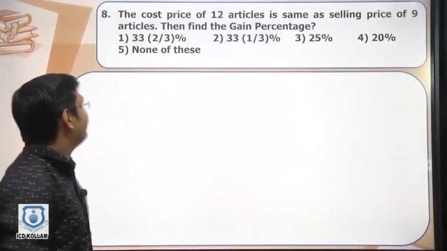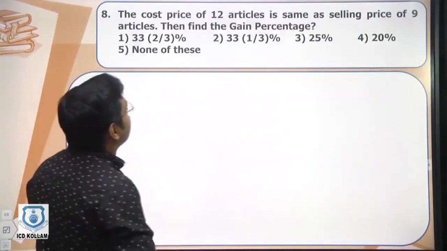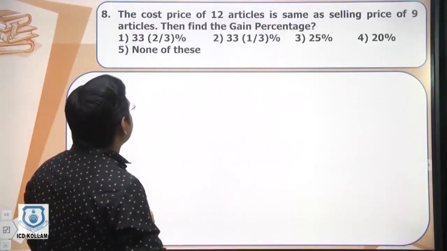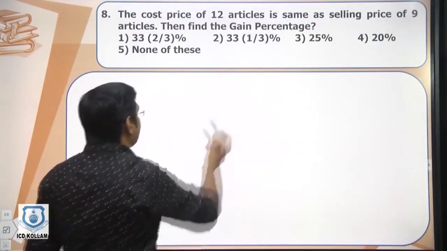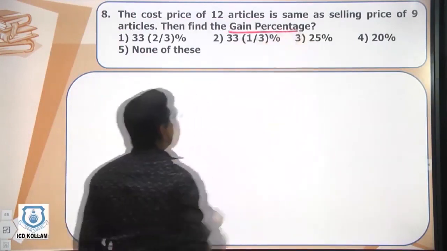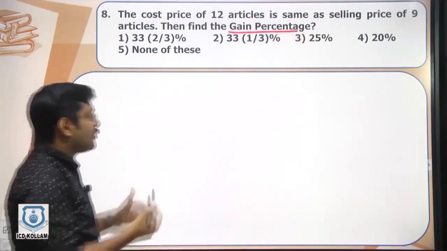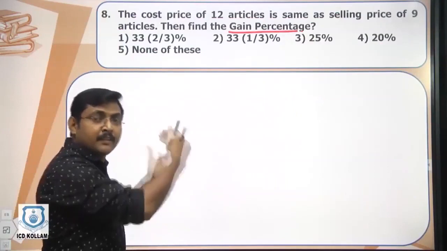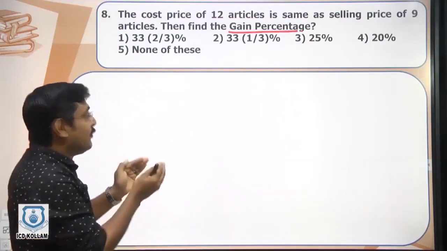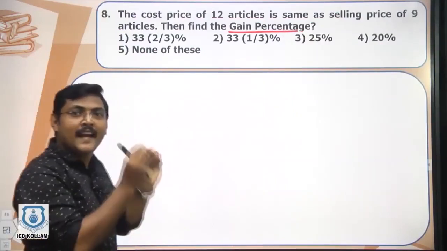Question number 8. The cost price of 12 articles is the same as the selling price of 9 articles. Then find the gain percentage. Here also we need to find the profit percentage. For that, we can apply the same technique that we applied in the previous question. But before that, I am explaining another trick also.